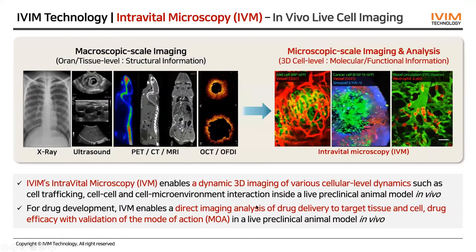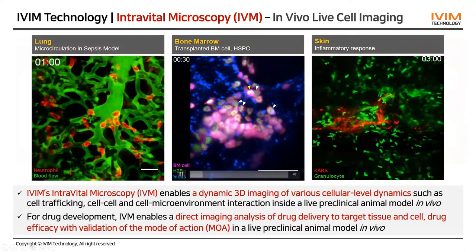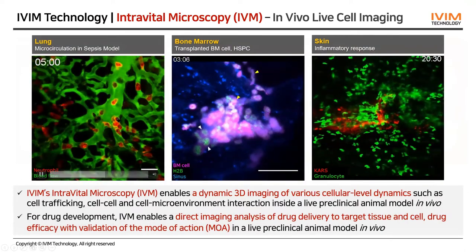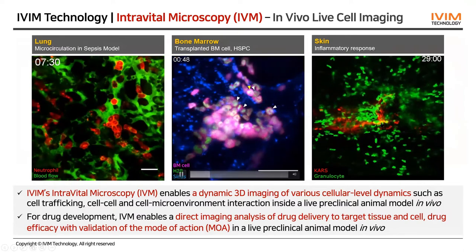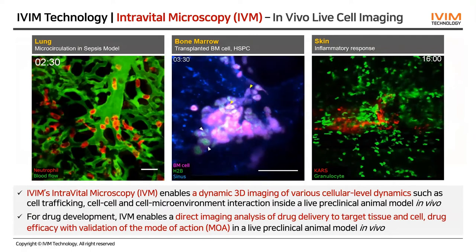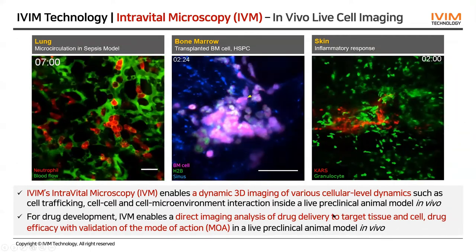Okay, so I showed many example data. Simply said, intravital microscopy can enable dynamic 3D imaging of various cellular level dynamics, such as cell trafficking, movement of the cell, and cell-to-cell interactions, as you can see here, and also cell-to-microenvironment interaction inside the live preclinical animal model in vivo.